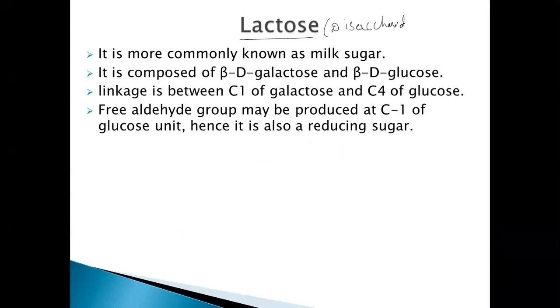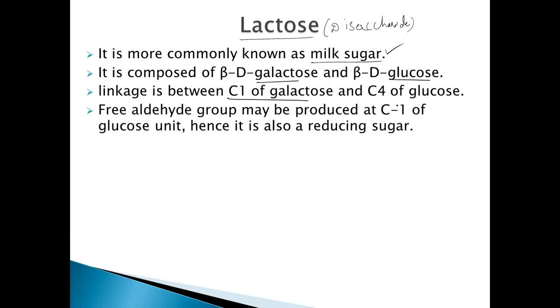And what are those two monosaccharide units? It is galactose and glucose. Beta galactose and beta glucose. And this is called milk sugar, because it is present in milk. And how is this lactose formed? By the linking of C1 of galactose and C4 of glucose.